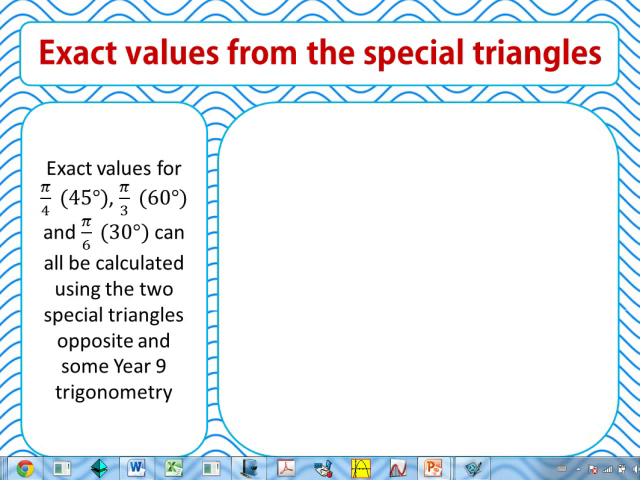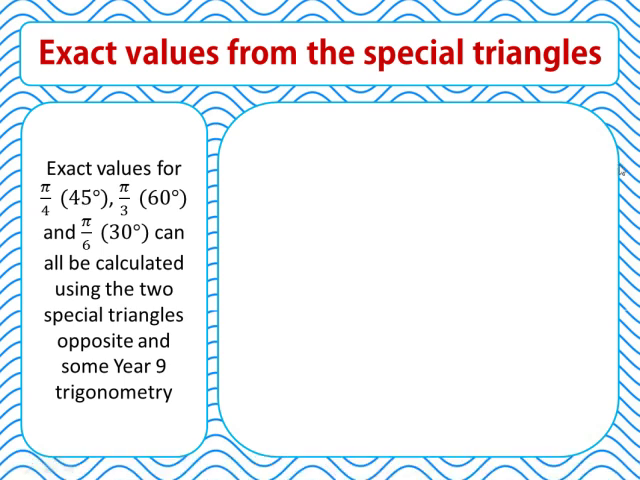So as I said, we'll be able to calculate exact values for sine, cos and tan of 45 degrees or pi on 4, sine, cos and tan of 60 degrees or pi on 3, and sine, cos and tan of 30 degrees or pi on 6. And all we need to recall is these two triangles, and then it's just some simple Year 9 trigonometry, SOHCAHTOA sort of stuff.